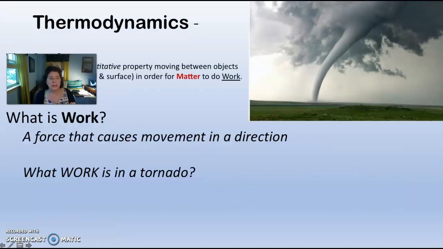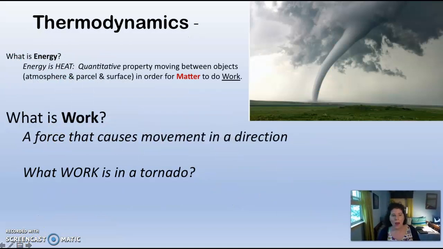Work is a force that causes movement in a direction. Okay? The direction can be up, the direction can be down, north, south, east, west. Work is a force that causes a movement in a direction. You may look at that and say, well, what work is going on in that tornado? That's just destruction. But destruction is also work.